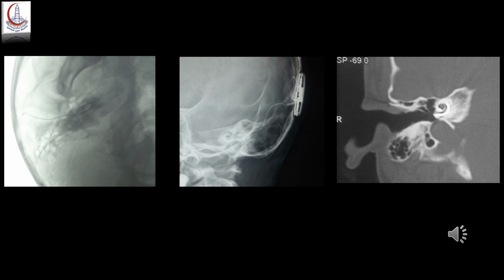Sometimes you are not sure, even with a plain X-ray, that everything is fine, and you might need a CT or a cone beam CT to look at the proper placement of the implant inside the cochlea. And this is an immediate post-operative CT scan showing that the electrode is properly placed and it is placed throughout its length inside the cochlea.